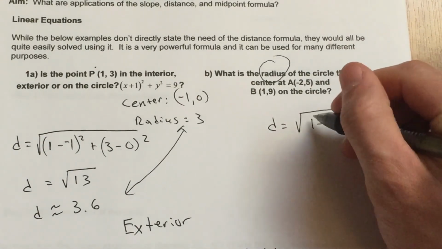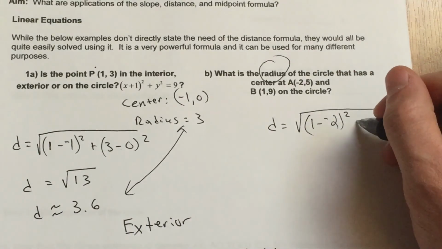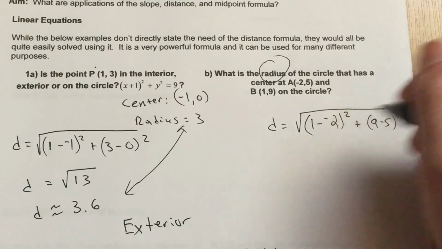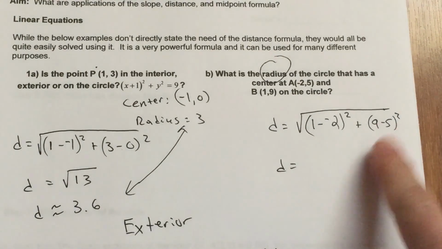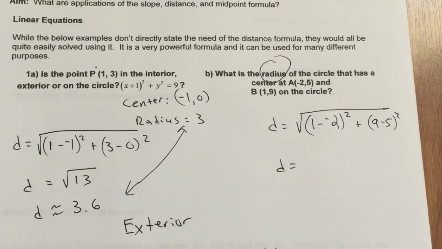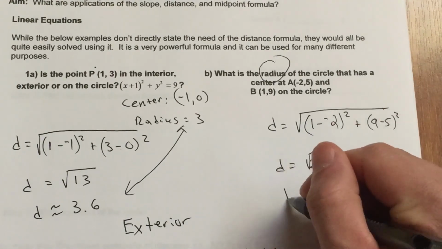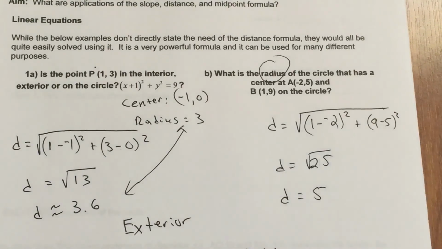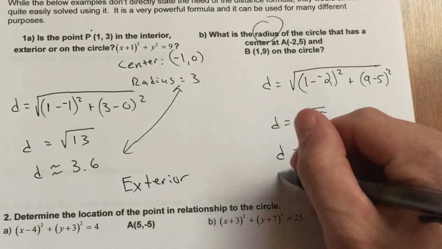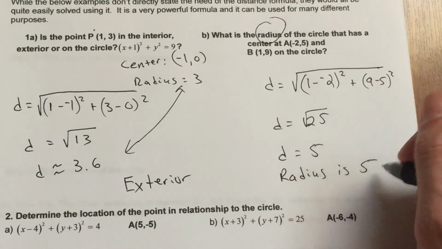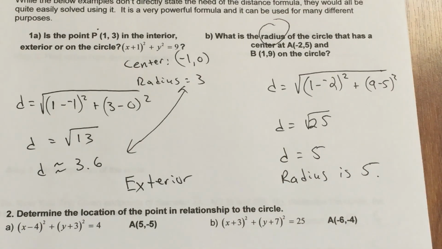I'm not really reviewing the distance formula because that was yesterday's examples. So you might want to go back and review those notes and video if you're not sure why I'm setting up that equation that way. D does represent distance in this case. And we get D equals 5. That would mean the radius is 5. The distance from a point on the circle to the center is represented by the radius.